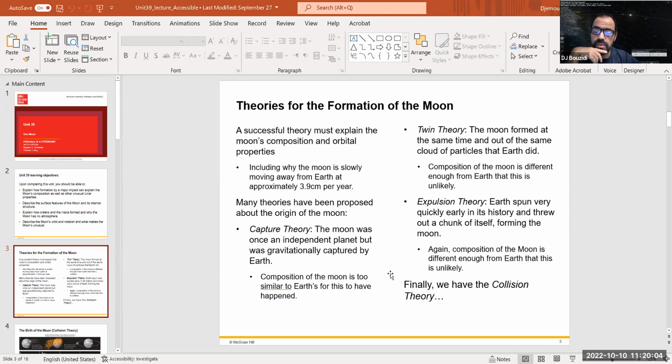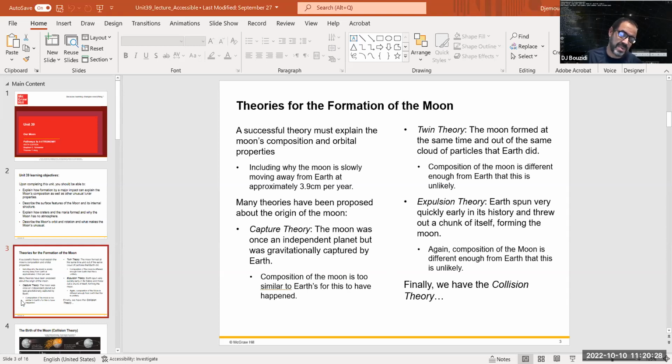The twin theory says that the moon and the Earth actually formed at the same time. But they actually have a difference in composition enough so that that's not correct. So it could be a hybrid of the first 2, okay? The expulsion theory says the Earth spun very quickly early in its history, and a chunk of it was thrown off and formed the moon. Again, there are some differences in composition enough to not account for that.